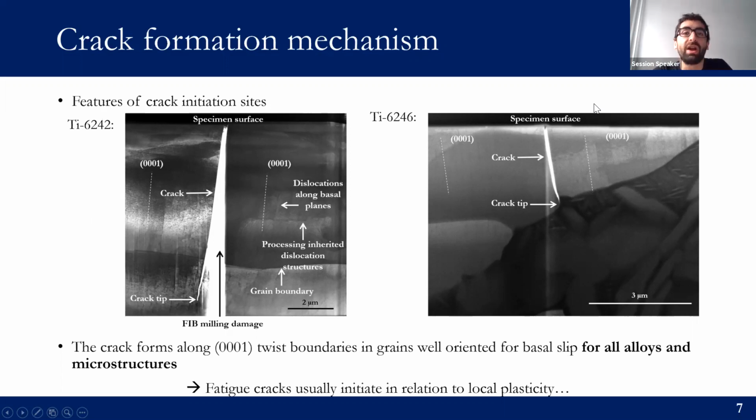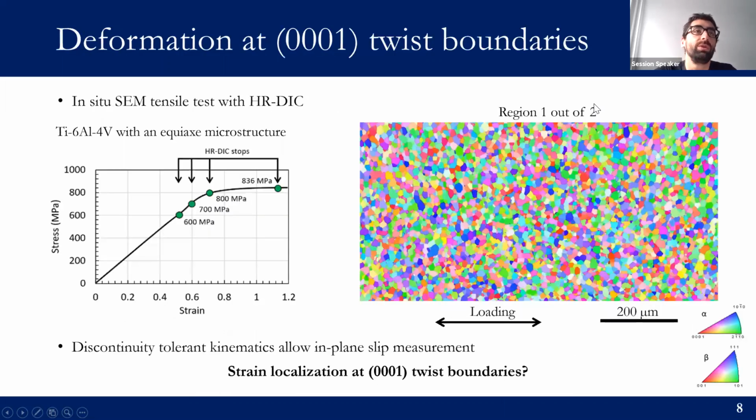We know that fatigue cracks usually initiate in relation to local plasticity. So we investigated further how deformation initiates and develops at these specific microstructural configurations. To do so, we carried out an in situ SEM tensile test with high-resolution digital image correlation to characterize deformation on the surface of the specimen. We consider TI64 with an equiaxed microstructure that has been presented previously.